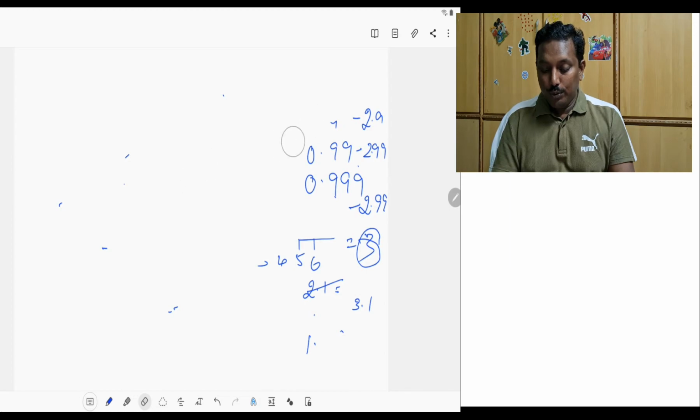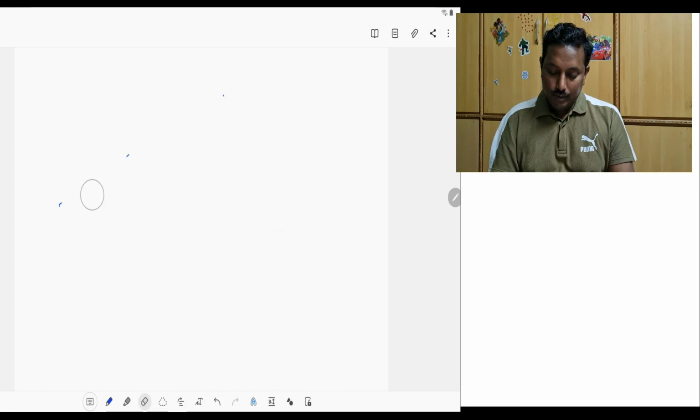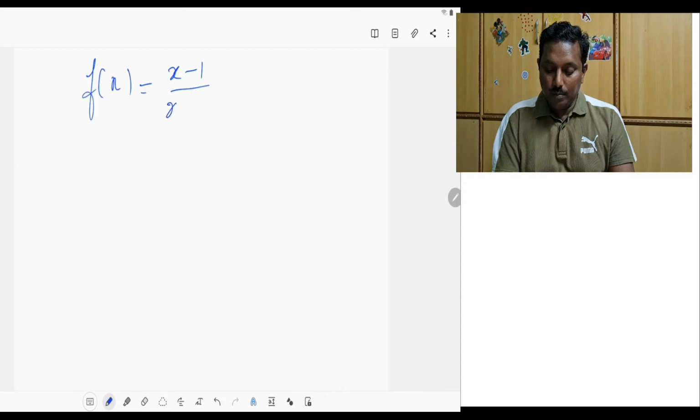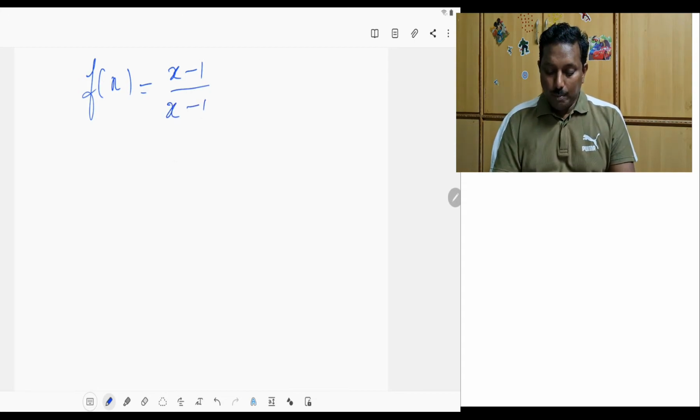I'll get you through another example. Suppose we are doing this function f of x, f of x is equal to (x minus 1) by (x minus 1). So it's pretty simple. x minus 1 by x minus 1, both of them can get cancelled together, and it can give a result of 1.